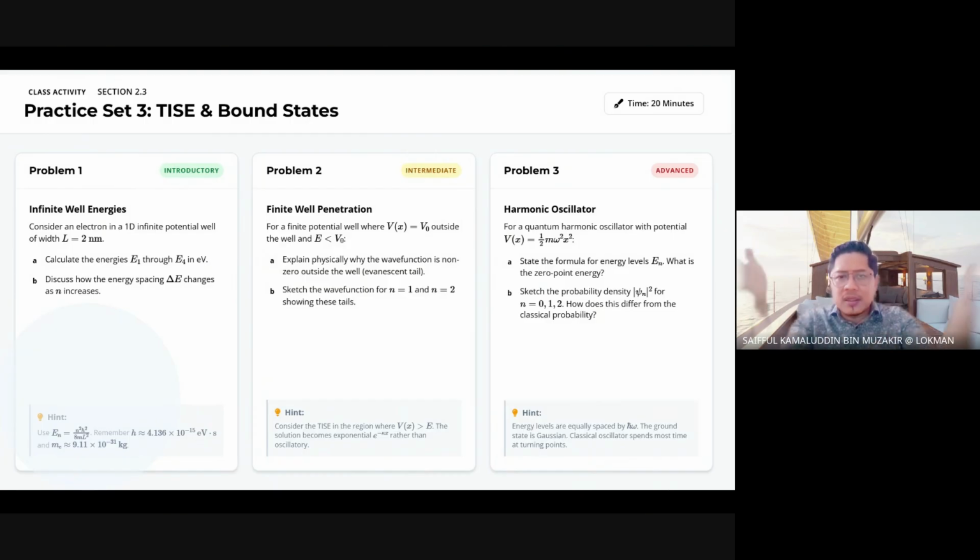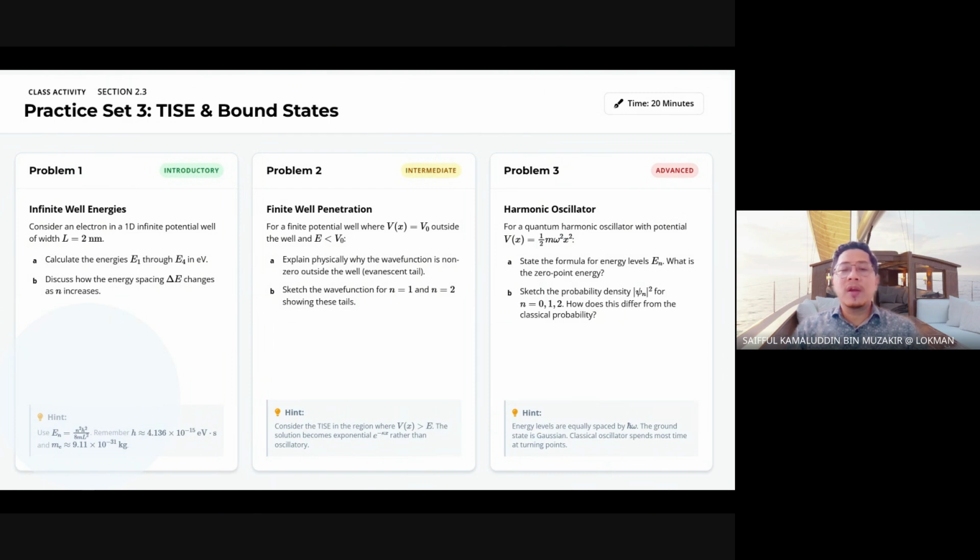What is eigenfunction? I forgot to ask. What is eigenfunction? The shape of eigenfunction. To calculate the energies, okay? And you need to know the shape of eigenfunction. What is eigenfunction? Oh my God.